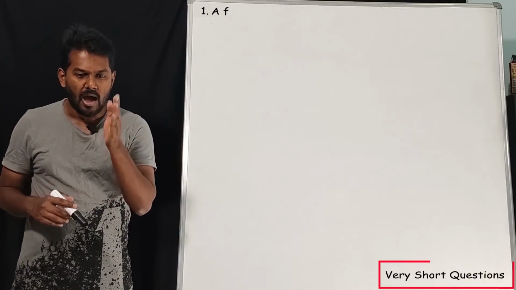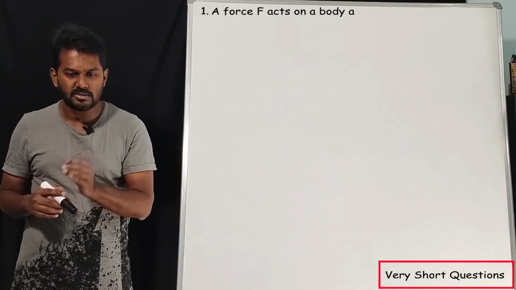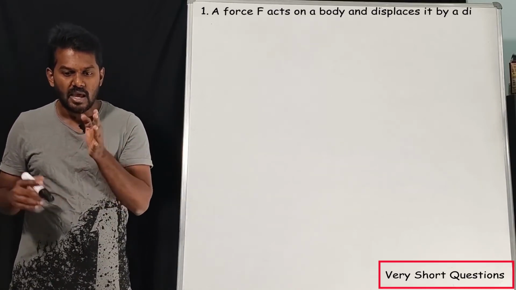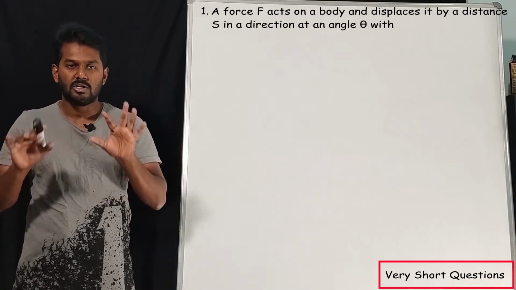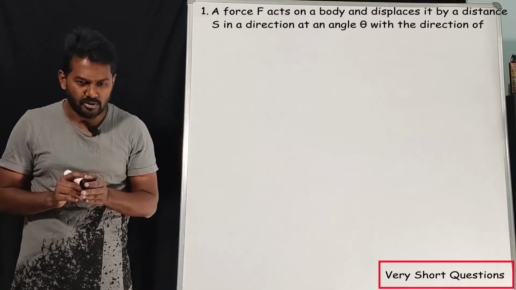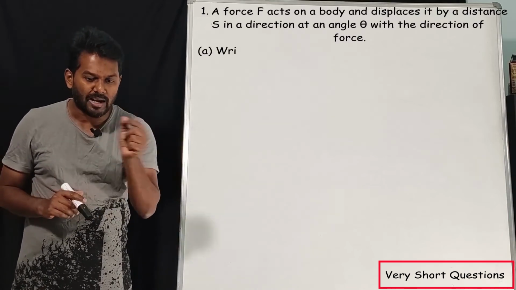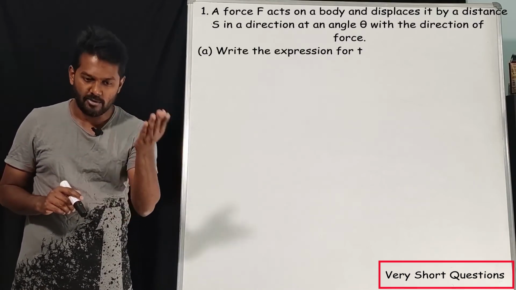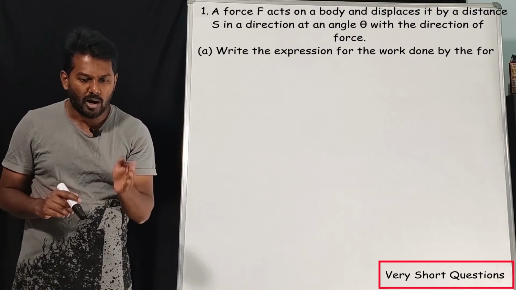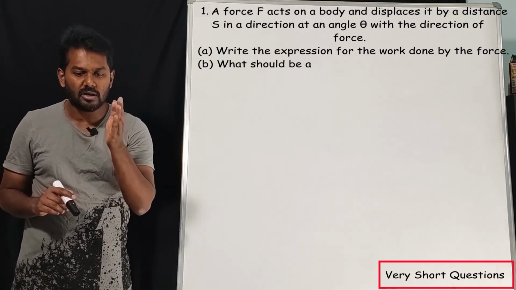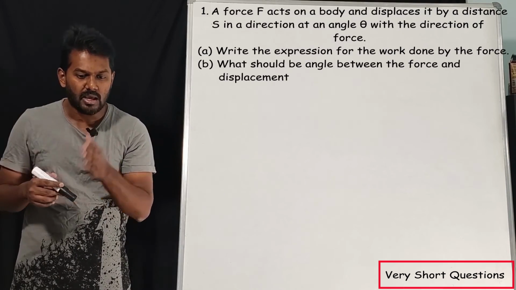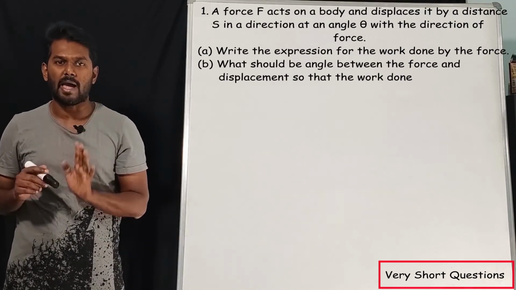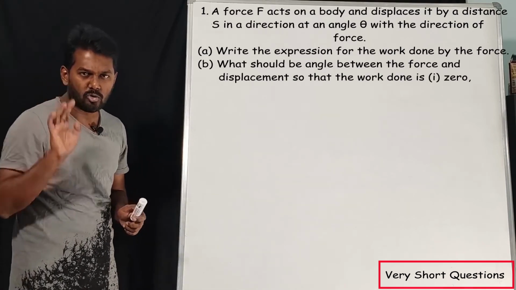A force F acts on a body and displaces it by a distance s in a direction at an angle theta with a direction of force. So this is the statement they have given. Now we'll see the question. Write the expression for the work done by a force. Second one, what should be an angle between the force and the displacement so that the work done is 0 and maximum. So here we have two questions, correct?